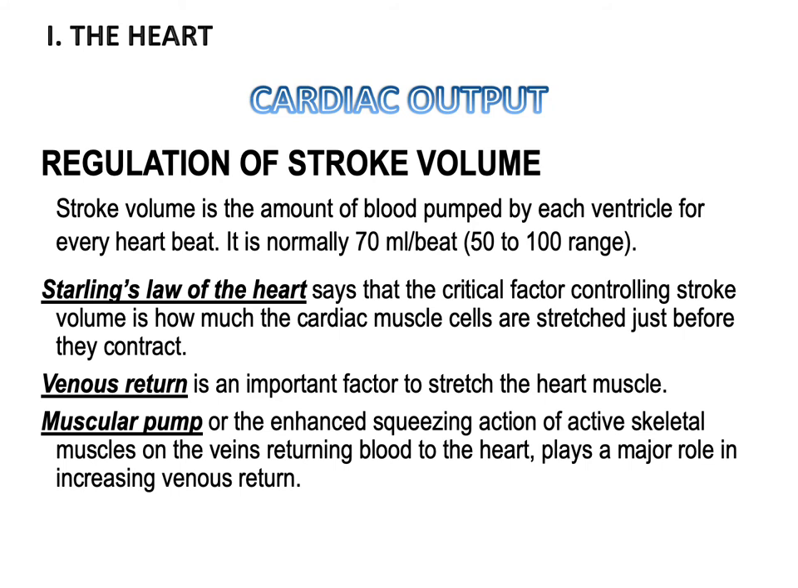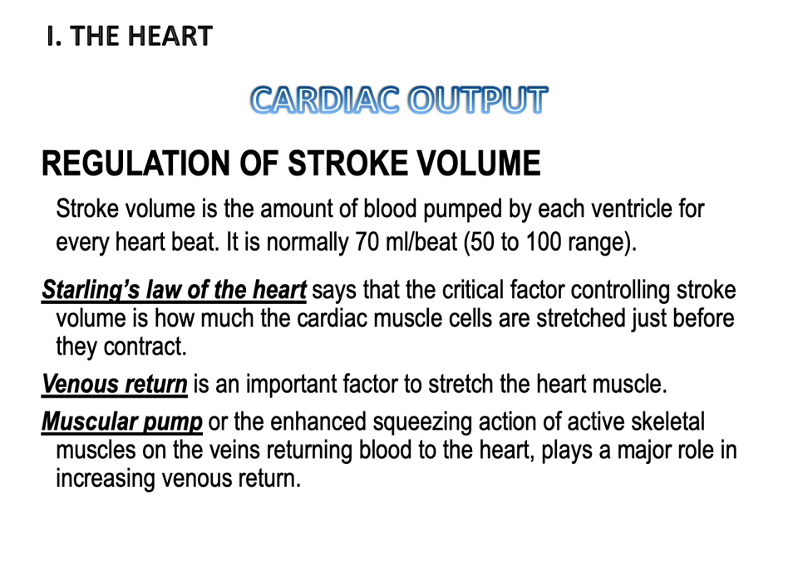Another important concept when we talk about the heart is the cardiac output. A healthy heart pumps out about 60% of the blood present in its ventricles. And to consider the cardiac output, it is important that stroke volume is regulated. What is stroke volume? It's the amount of blood pumped by each ventricle for every heartbeat or for every lub-dub. Normally, it is 70 ml per beat or within a range of 50 to 100.